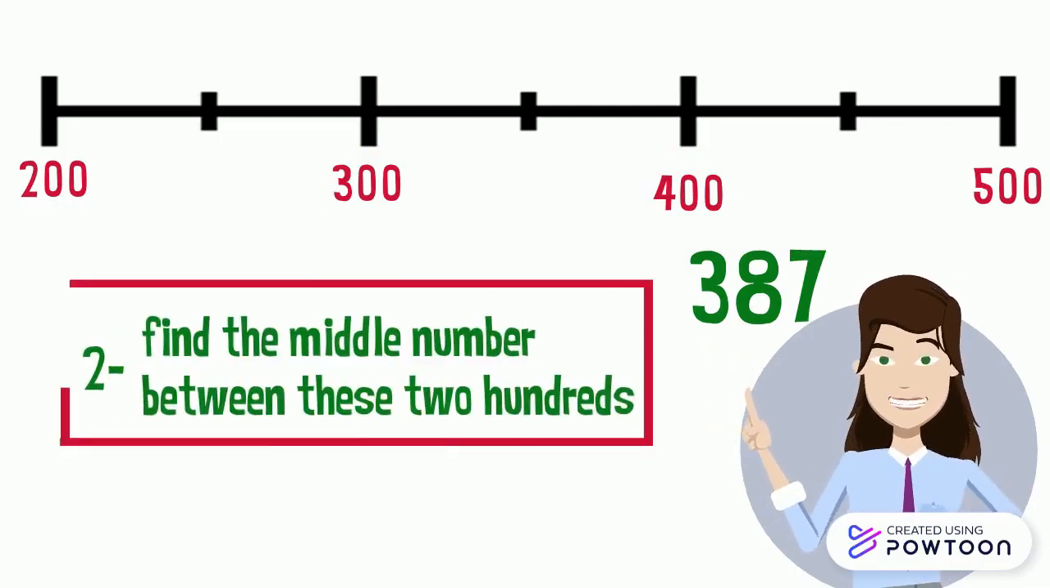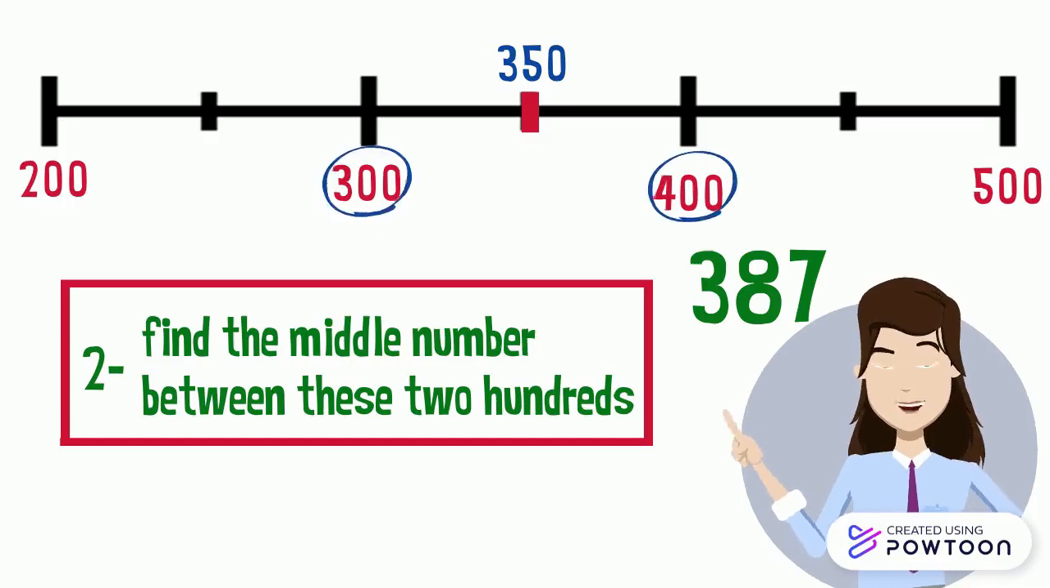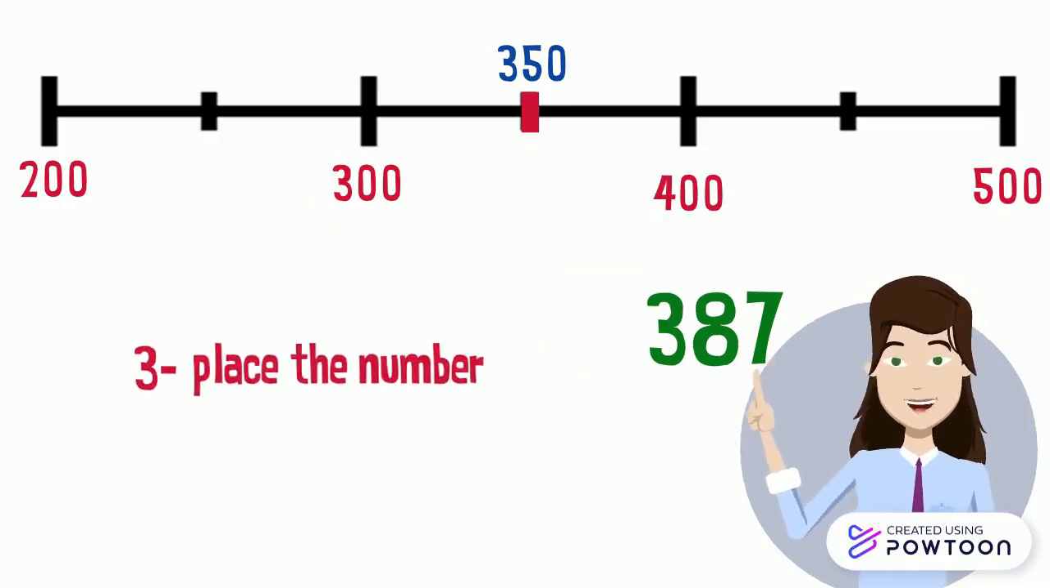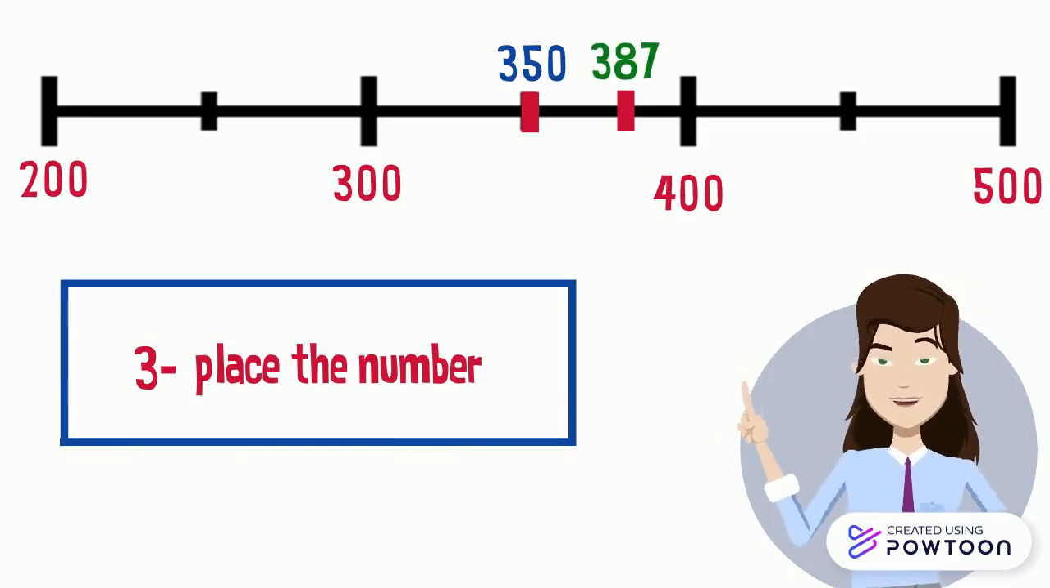Then we should find the midpoint between these two hundreds, which is as close to 300 as it is to 400, so it is 350. Finally, place the number 387 on the number line. 387 is greater than 350, so the nearest 100 to 387 is 400.